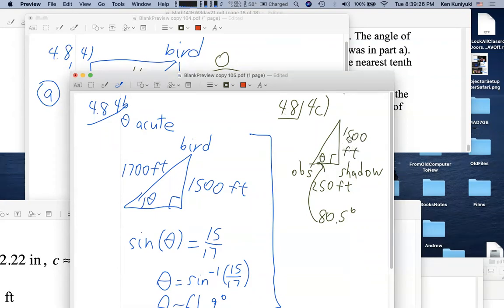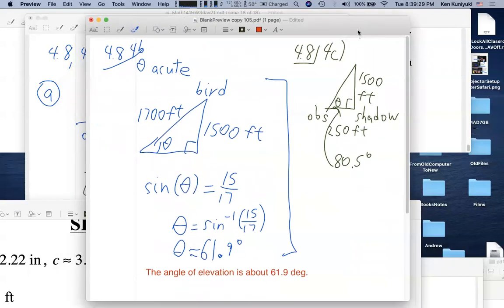What relates angle, opposite, and adjacent? Hey, folks, what basic trig function relates opposite, angle, and adjacent? Tangent, or cotangent. Let's go tangent. Tangent of theta is going to be 1,500 feet over 250 feet. That's 6, isn't it? Yes. So you want the inverse tangent of 6.